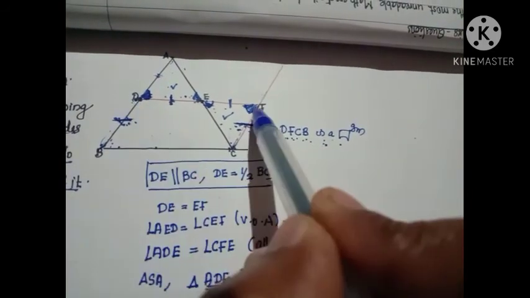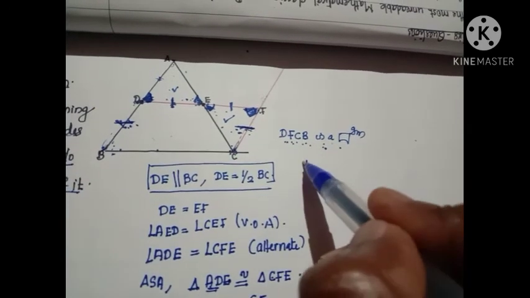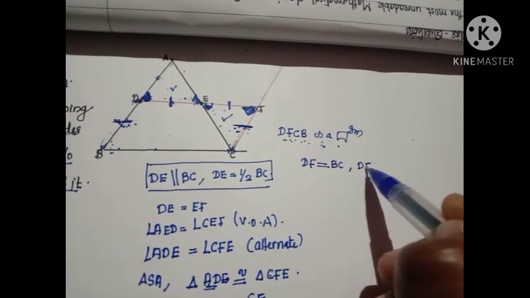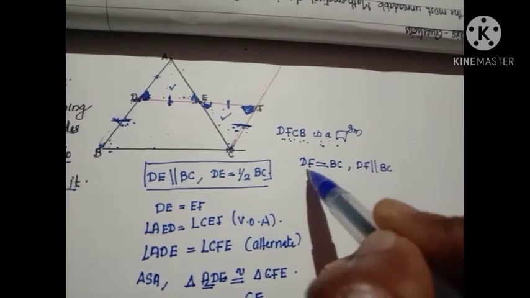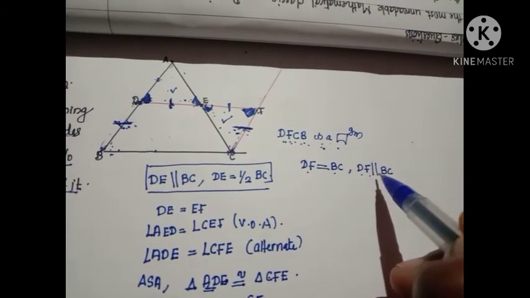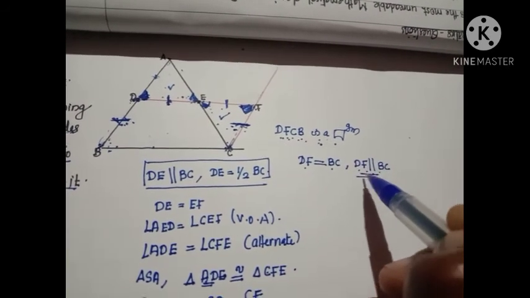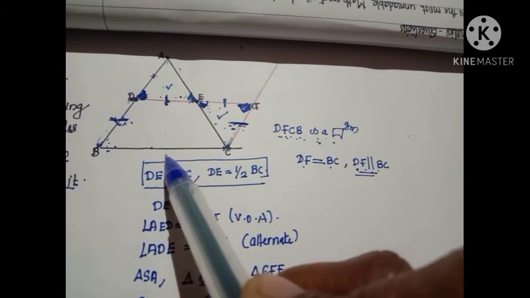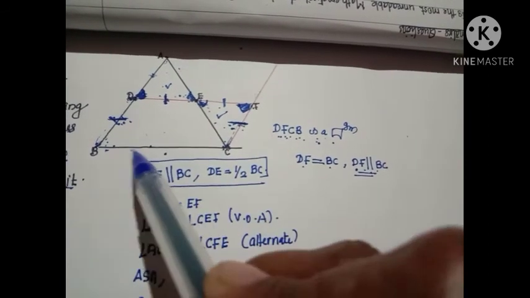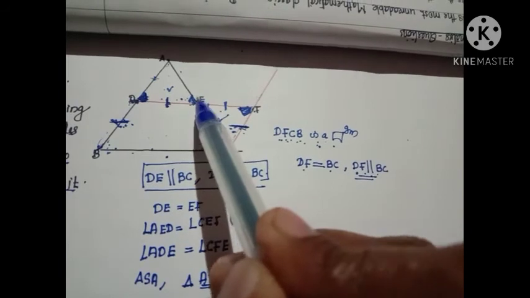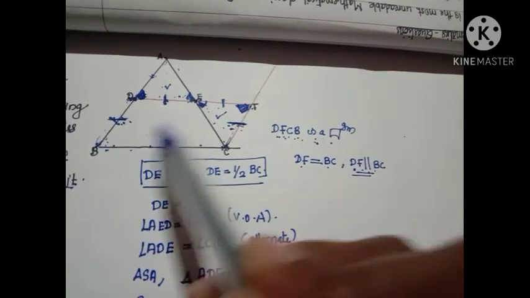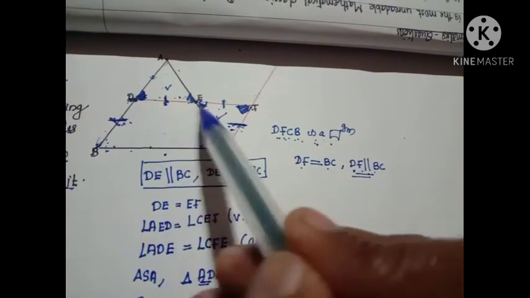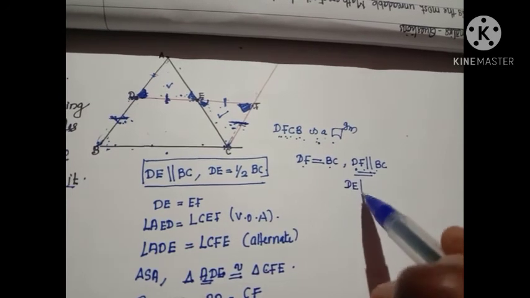So listen, DF side and BC side. DF and BC. These two sides are equal and parallel also. Okay. DF is equal to BC and DF is parallel to BC. Look at here. DF is parallel to BC means DE is parallel to BC and EF is parallel to BC because DE and EF are parts of what? DF. So DF is parallel to BC, same as DE is parallel to BC.